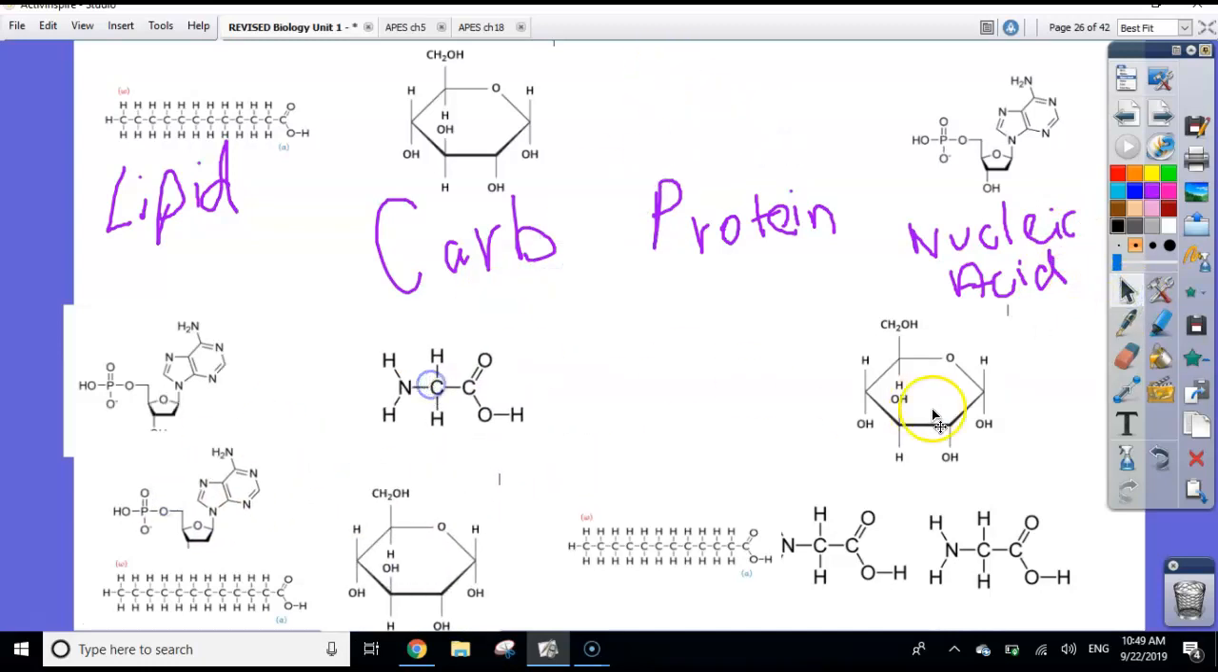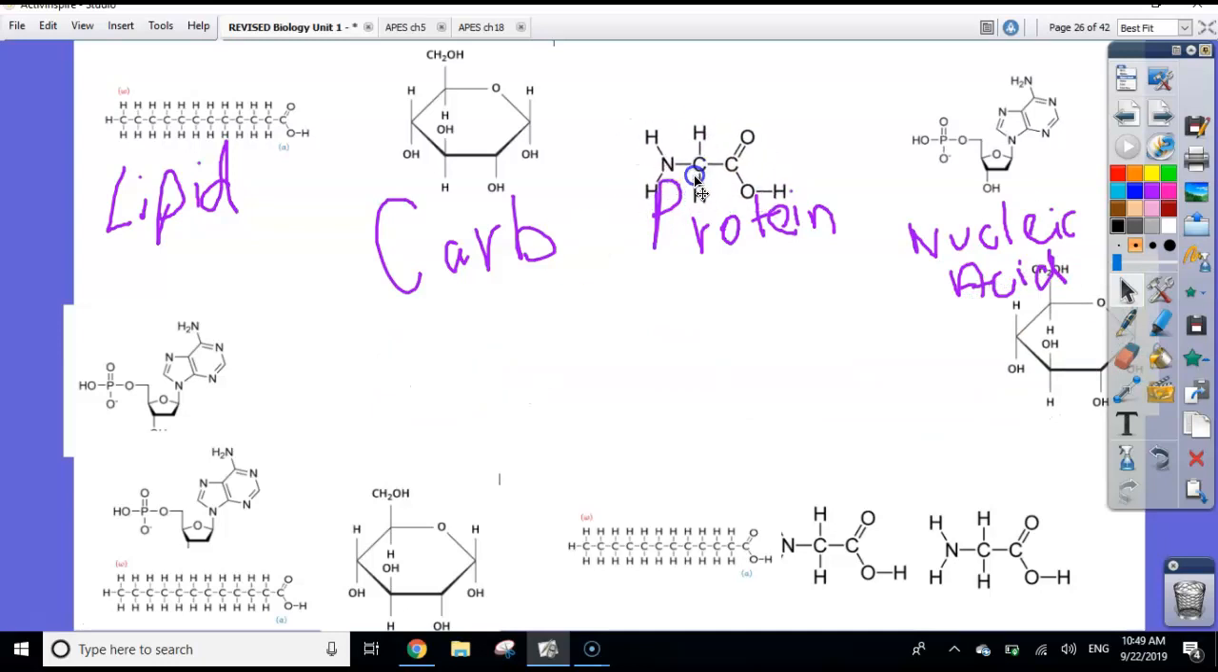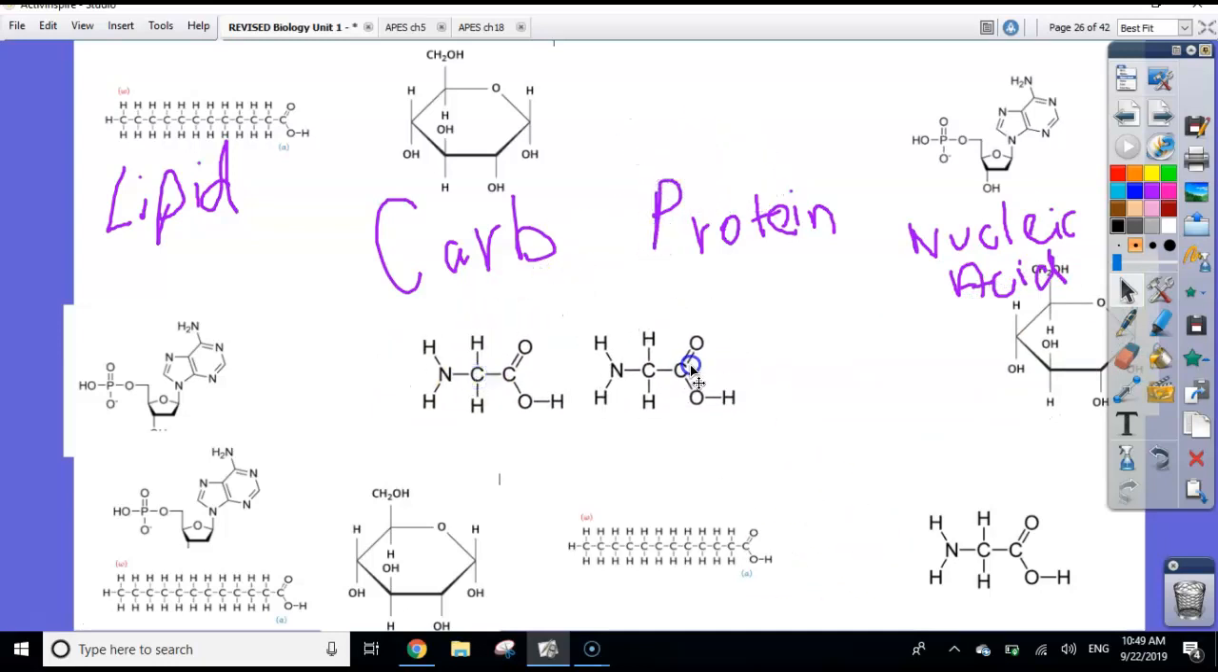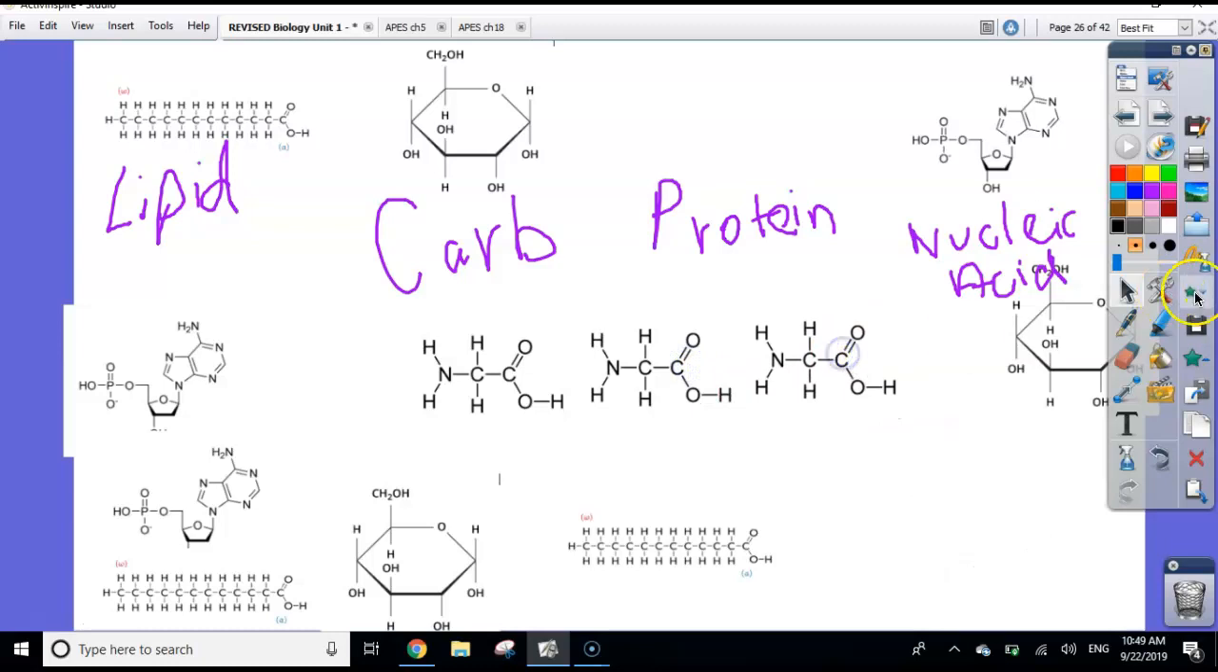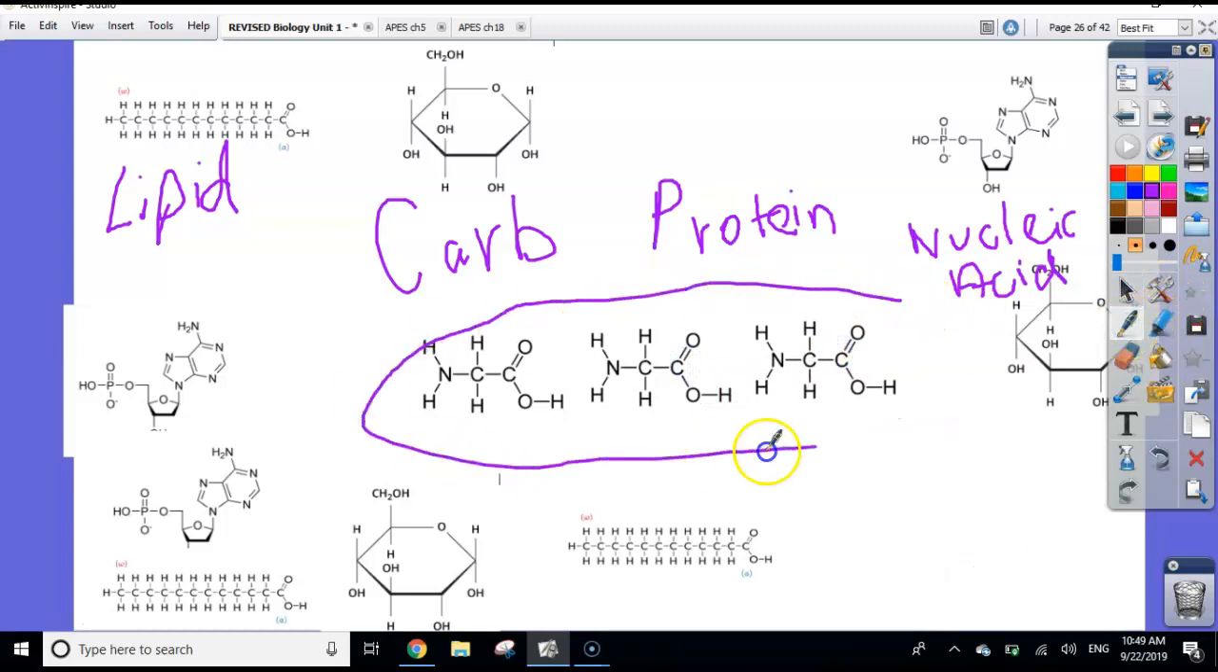So polymer of a protein, right? We know that this guy is the protein. So we're just going to connect him with a few of his friends. And ta-da, we've got a big molecule. Remember, polymer is a big molecule, macromolecule made of repeating units. Okay?